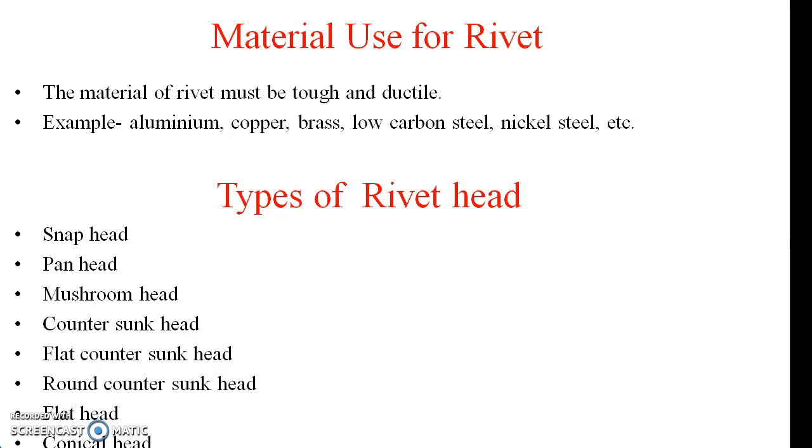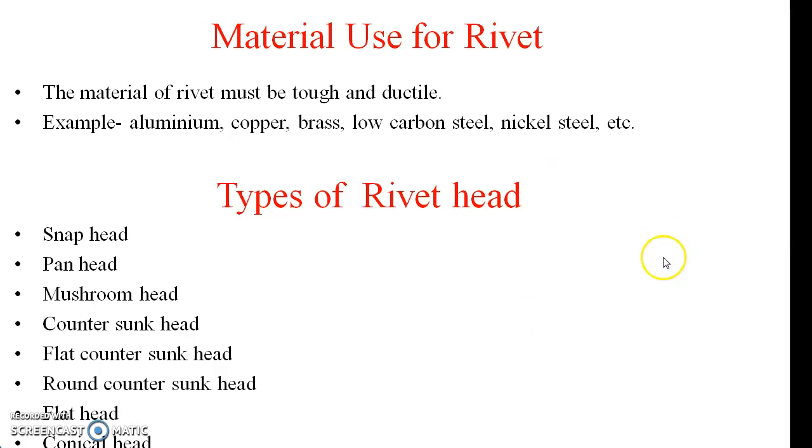We have studied in slide 1 that the basic rivet has three body parts: one is the head part, another one is the body or shank part, and the last part is the tail part. That head part has many different categorizations, many different heads. Types of rivet head are snap head, pan head, mushroom head, counter sunk head, flat counter sunk head, round counter sunk head, flat head, and conical head. Those are the types of rivet heads.